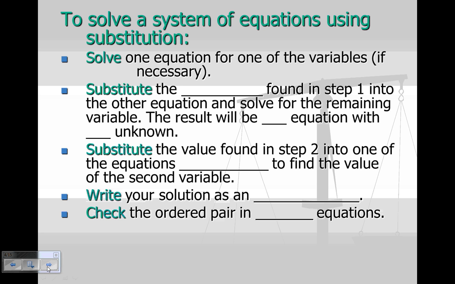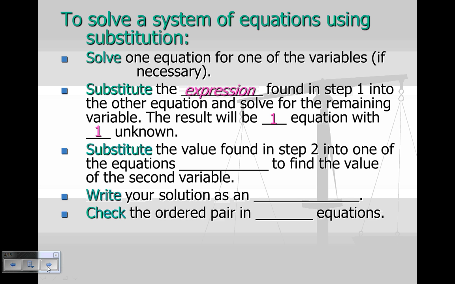Substitute the expression found in step 1 into the other equation and solve for the remaining variable. The result will be one equation with one unknown. The reason why we're substituting in is so that we can get rid of having two variables. You need to just have one so that we can find out what the value is of that one variable.